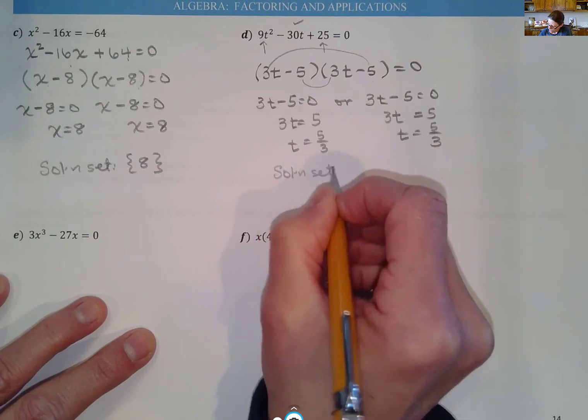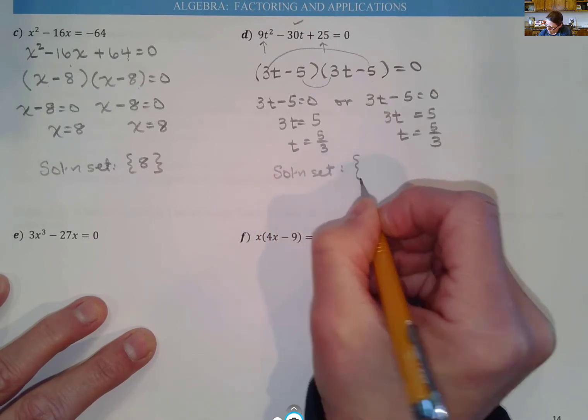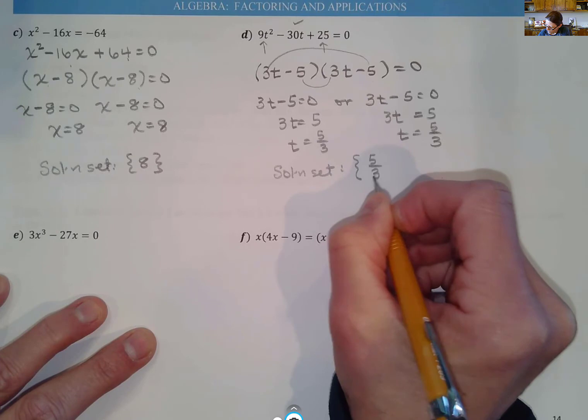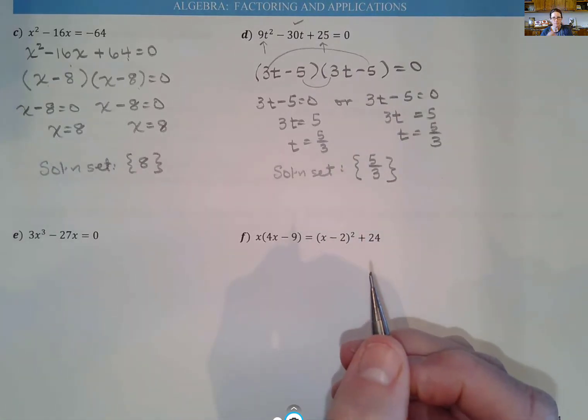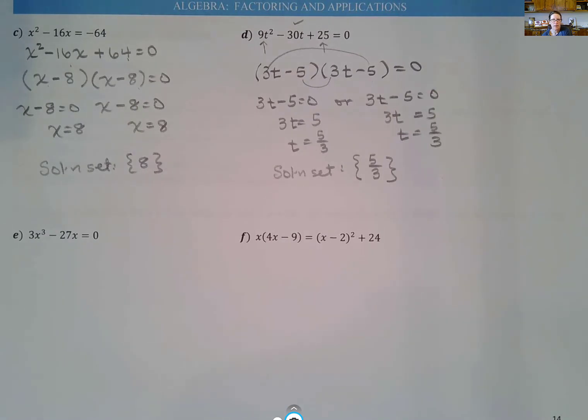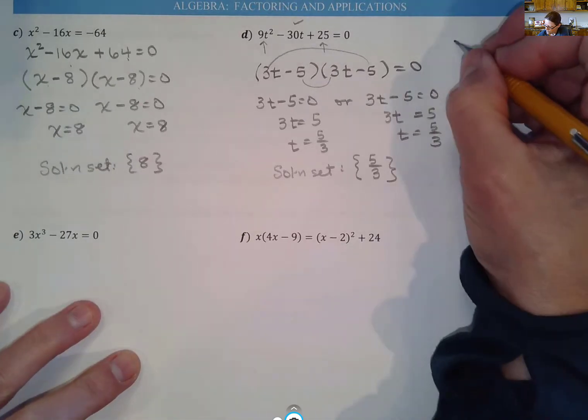Solution set, 5/3, and this is also a solution of multiplicity 2. And again, you can check your answers for all of these. In fact, let's check that one. What do you say?